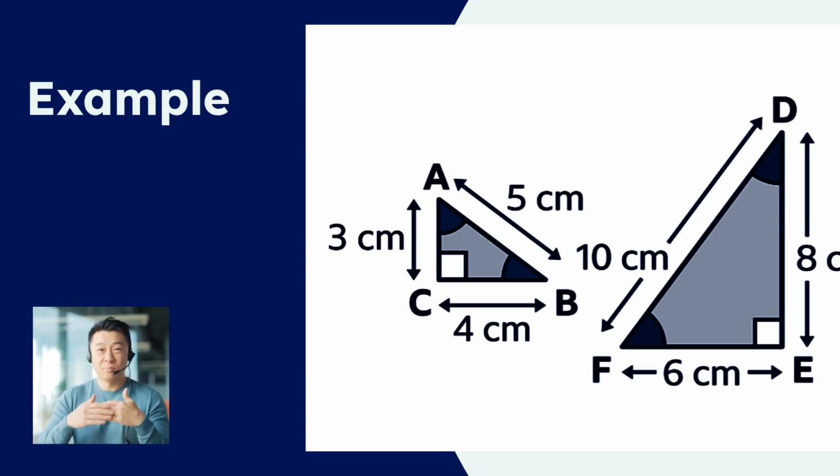Similarly, line segment DE corresponds to BC. DE equals BC times 2, which is 4 times 2. Therefore, DE equals 8 centimeters.